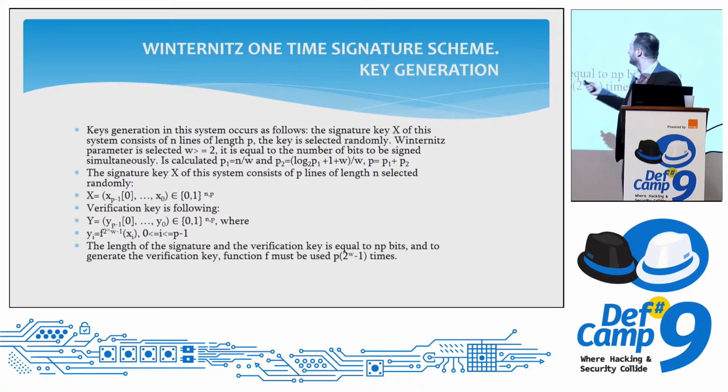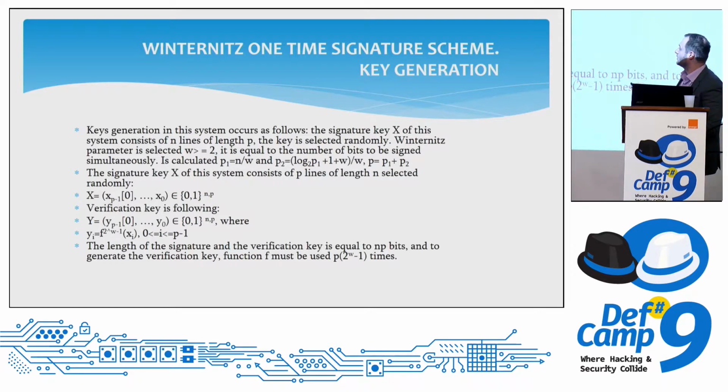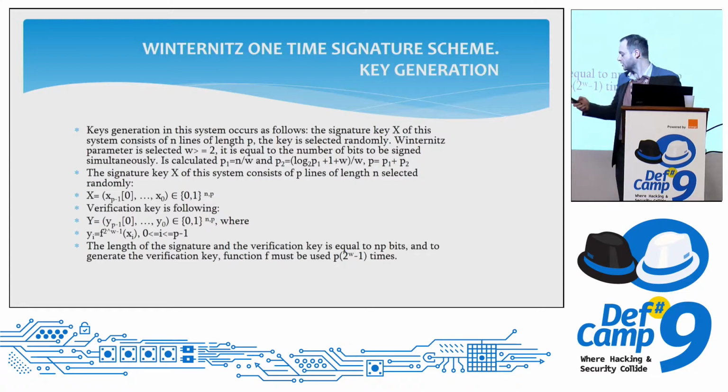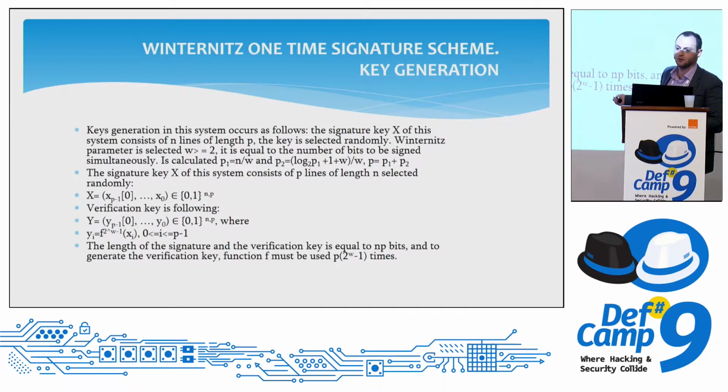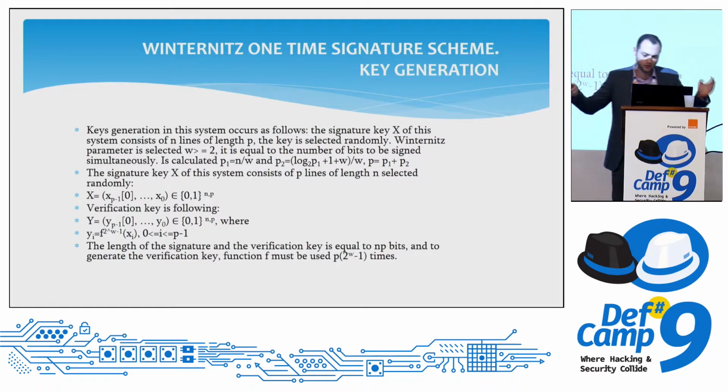So p1 is n divided by w, and p2 is calculated like this. And p is the sum of this p1 and p2. So how is the signature done? First of all, how to get the verification key? The verification key is obtained like this. We apply to xi a function 2 to the w minus 1 times, yes? And the function f here must be used p times 2 to the w minus 1 times. So quite a lot.